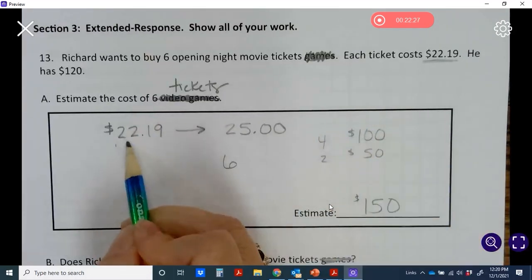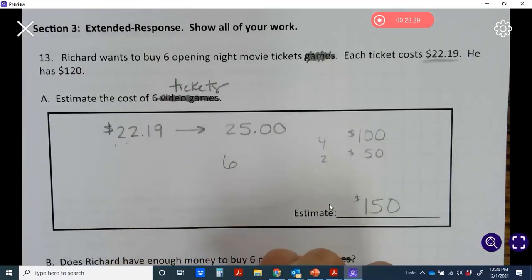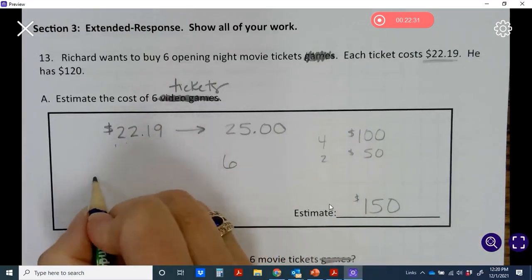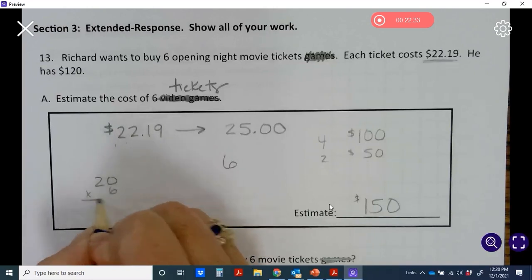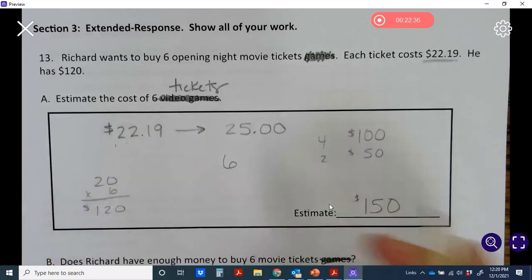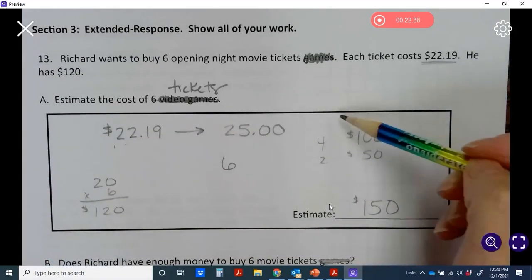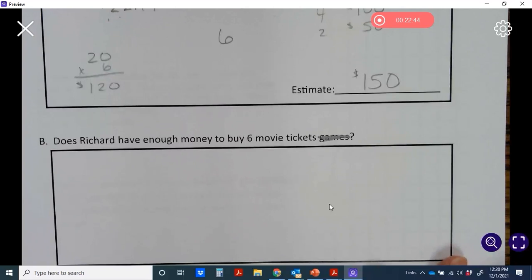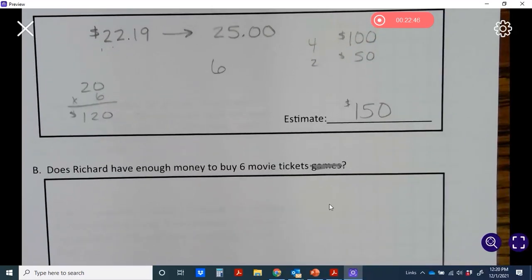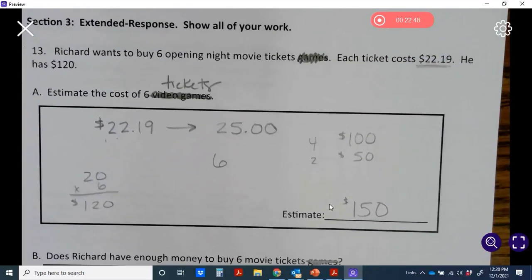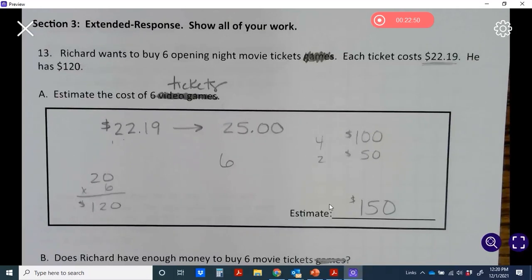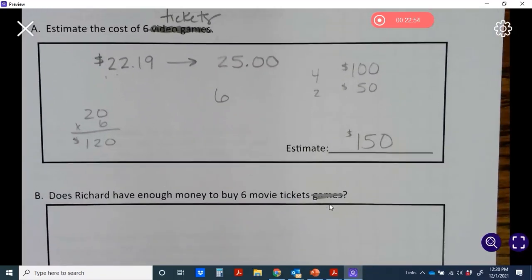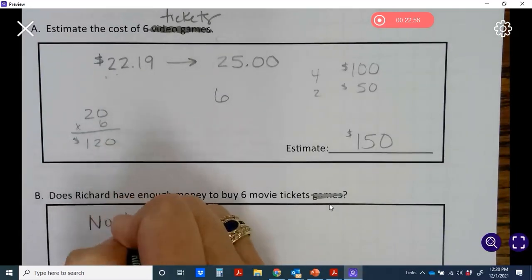Now you could have said 20. You could have rounded down if you wanted to. Now if you did do that, 20 times 6 is 120. But I'm going to go with 25 because it's close and we're multiplying money. Okay, does Richard have enough money to buy 6 movie tickets? He has $120. Okay, he does not. No, he does not.